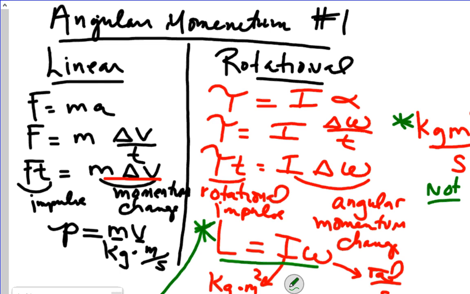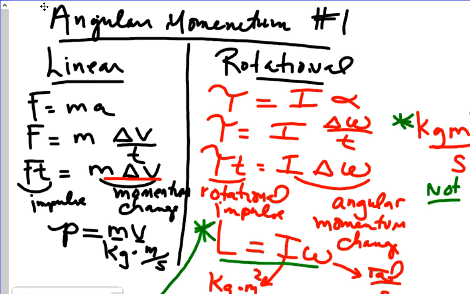So keep that in mind. We have two, and you have to really consider what your object looks like when you are going to figure out your angular momentum. Okay, so that's the very beginning. All right, taking it from a linear standpoint and then looking at it from a rotational standpoint.